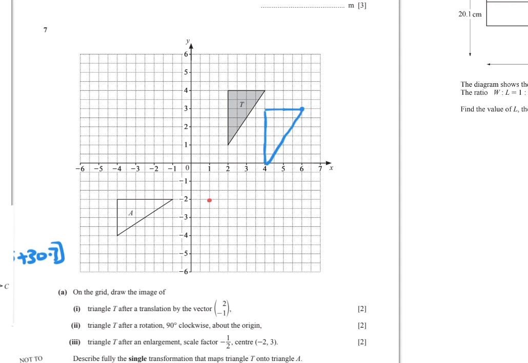Second point, 2 and 4. 90 clockwise. So this is 2 down and 4 to the right. So this is the image. The last point, this one, 4 and 4. So 4 down and 4 to the right. Now join. This is the image by rotation 90 clockwise about the origin.